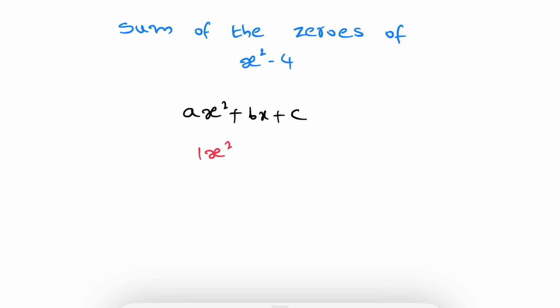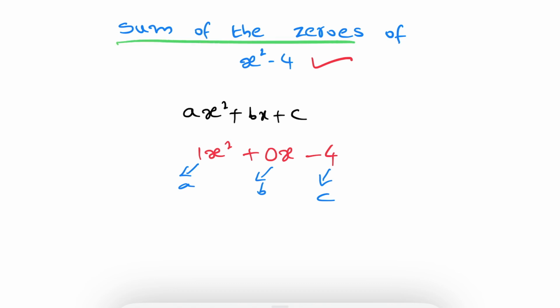1x square, and in the given polynomial the x term is not there. So, that's why I am writing it as 0x, and the constant is given as minus 4. So, minus 4. Now, here the x square coefficient is a, the x coefficient is b and the constant is c. Now in the question he is asking us to find the sum of the zeros, right? So the sum of the zeros formula is minus b by a.